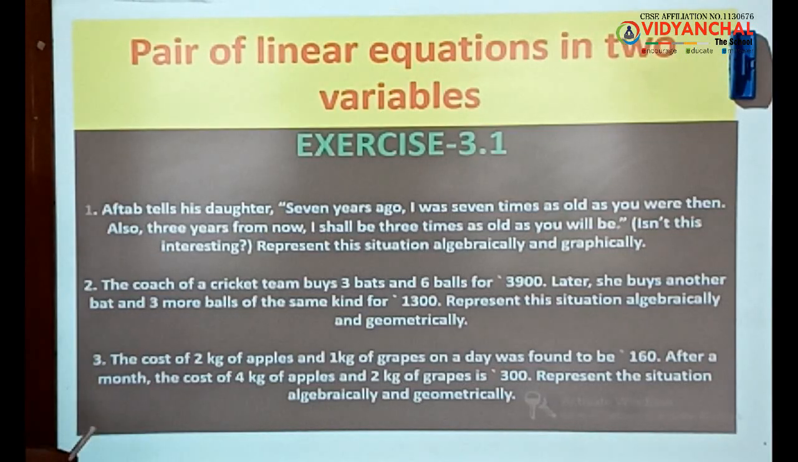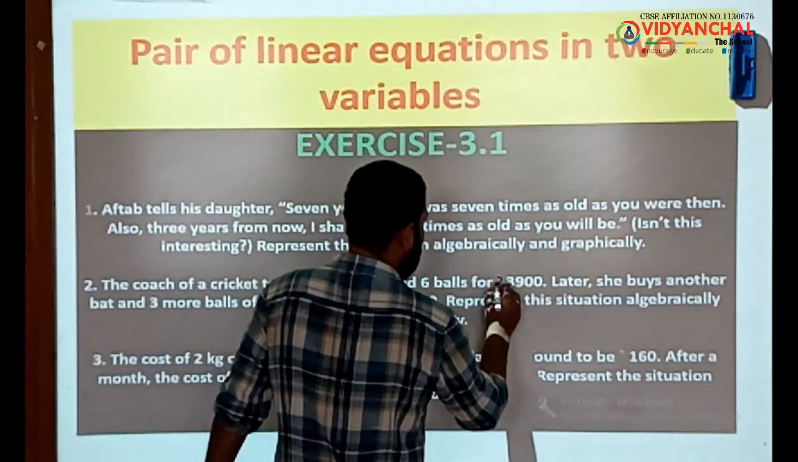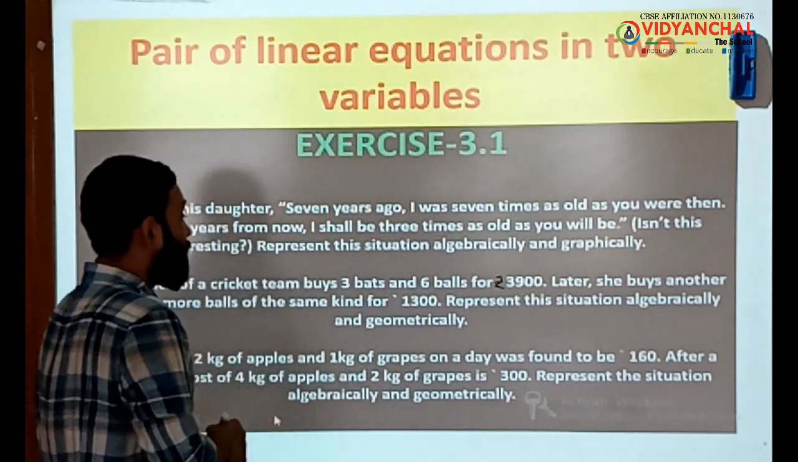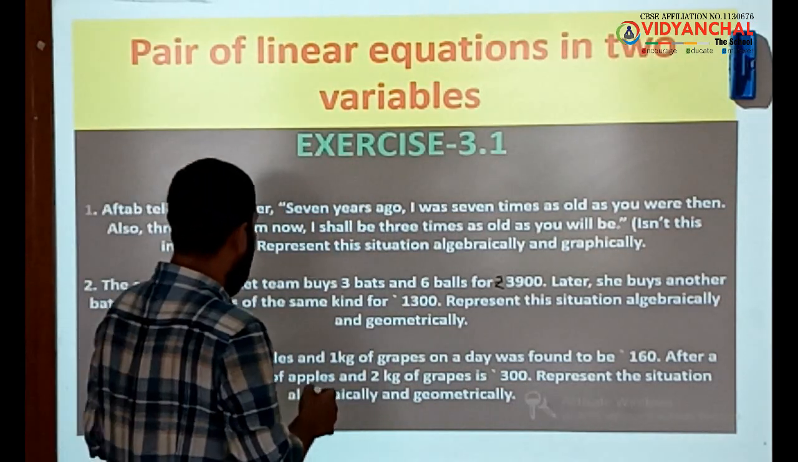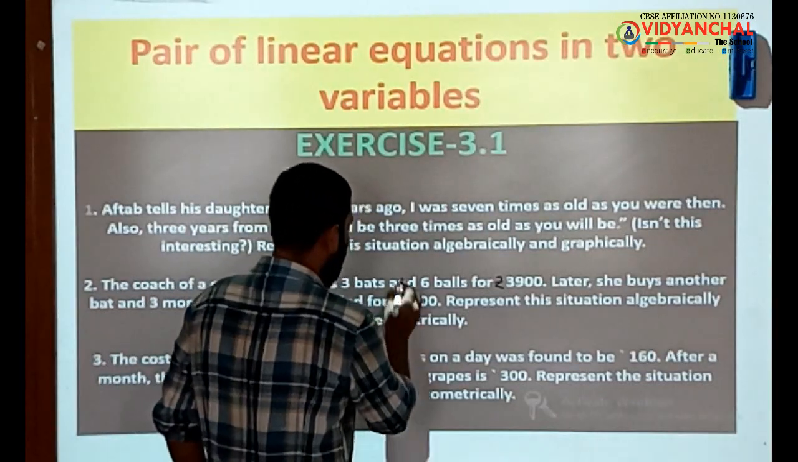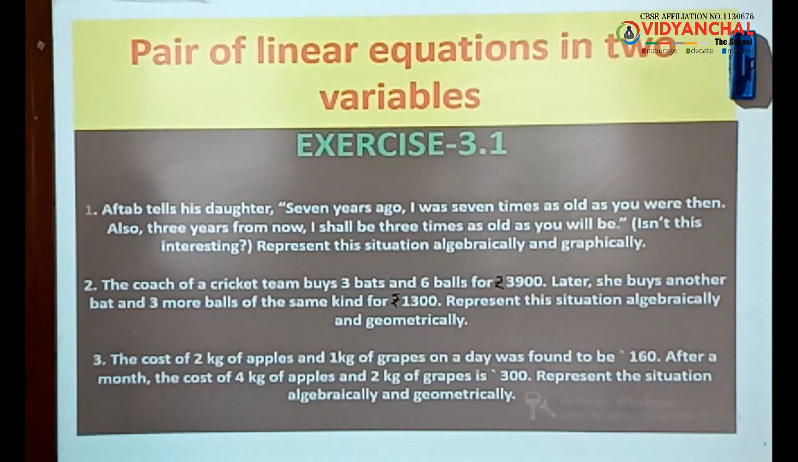Now question number 2. A coach of a cricket team buys 3 bats and 6 balls for rupees 3,900. Later, she buys another bat and 3 more balls of the same kind for rupees 1,300. Represent this situation algebraically and geometrically.